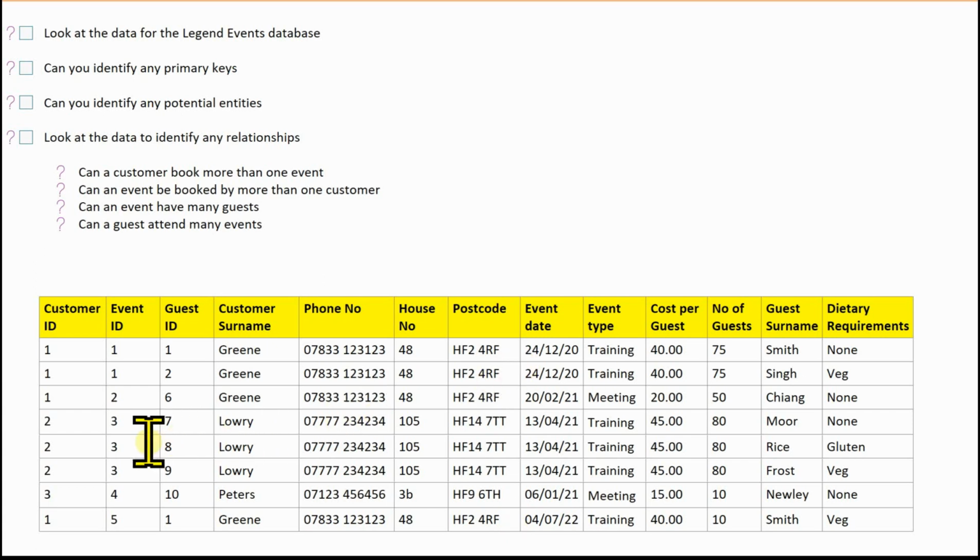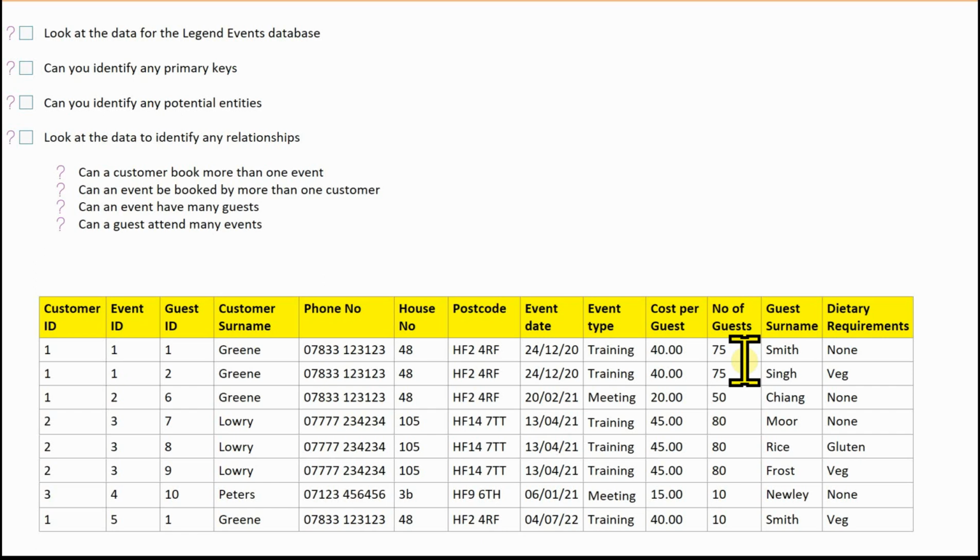Let's have a look at the event itself. So we've got event 1 on the 24th of December. It was a training event and the cost per guest was £40. The number of guests, 75. And we've got 2 different guests there, Smith and Singh. So that suggests to us that a number of guests can attend an event, because we've got guest ID 1, Smith, and guest ID 2, Singh.